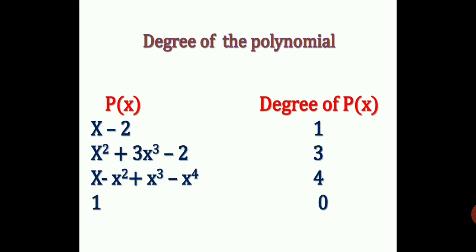Now this is 1. 1 is a constant polynomial, and every constant polynomial has degree 0. Last is x square minus 3. Here again the degree is 2 because the highest power is 2. Now you all know about the degree of a polynomial.